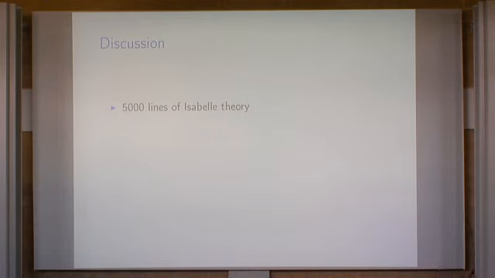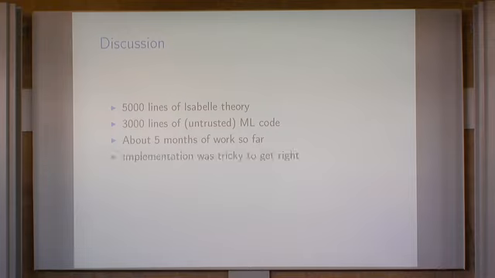So all in all, it's about 500 lines of Isabelle theory and about 5,000 lines of ML code. And the thing is, of course, you don't have to trust the ML code. If the ML code makes a mistake, then the Isabelle kernel should catch it. So you only have to trust the kernel. In this case, you don't have to trust my ML code, which is good because it had a lot of bugs in the beginning. I invested about 5 months in total, I would say.